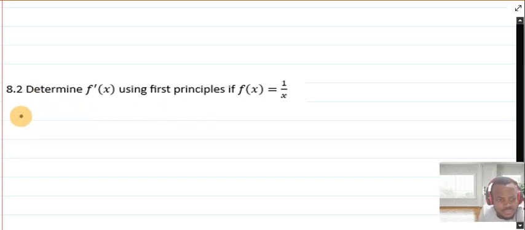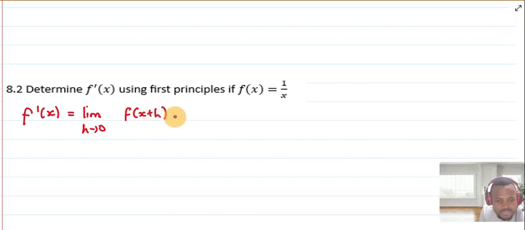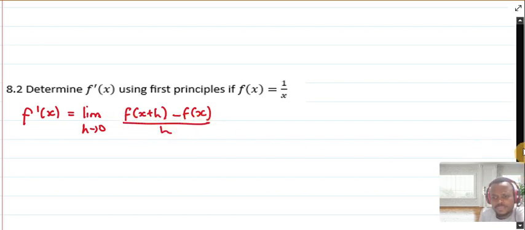Okay, again, we know that when they say first principle, this is what we are using. We have to derive x using this formula: the limit as h approaches 0 of f of x plus h minus f of x, all over h.